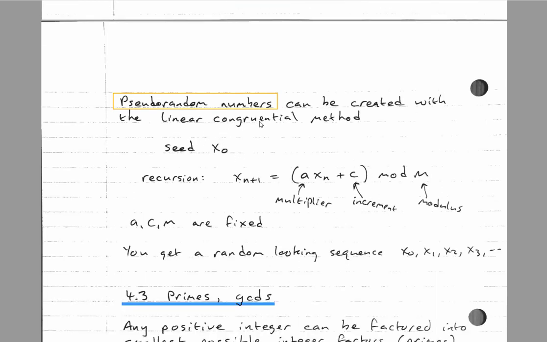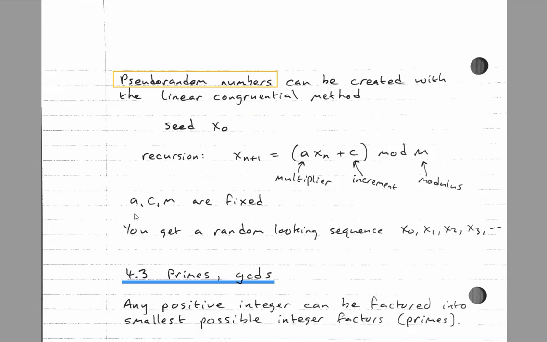We also looked at pseudo-random numbers, another application. So this works using the linear congruential method. And so you have these fixed numbers. A is the multiplier, C is the increment, and M is the modulus. Okay, so you have these three fixed numbers. Then you can make a sequence of random looking numbers. So starting with the seed x sub 0.